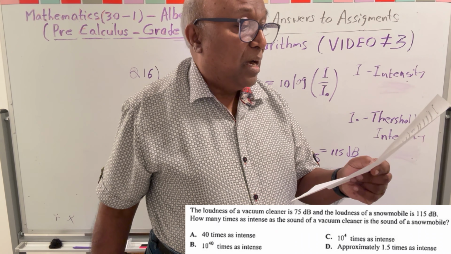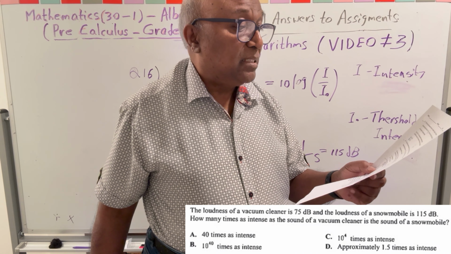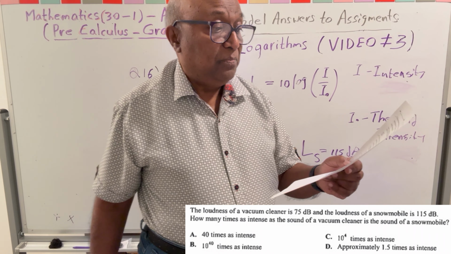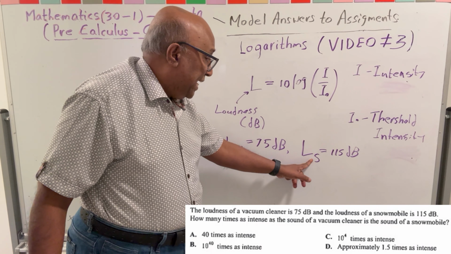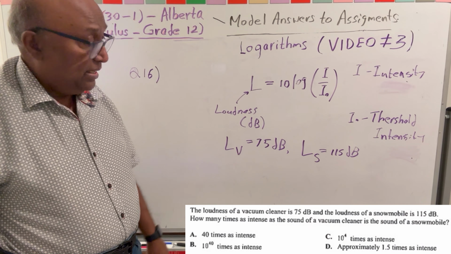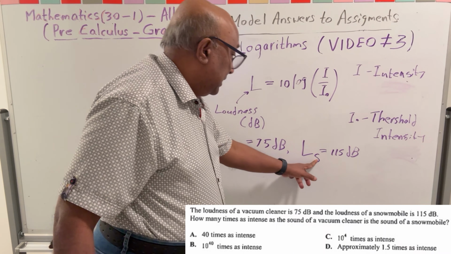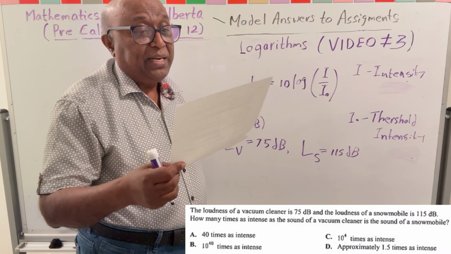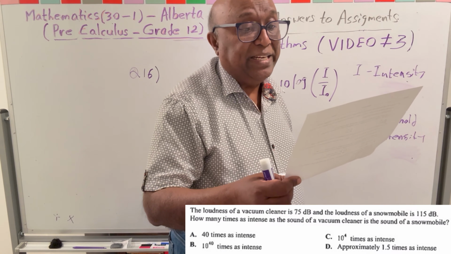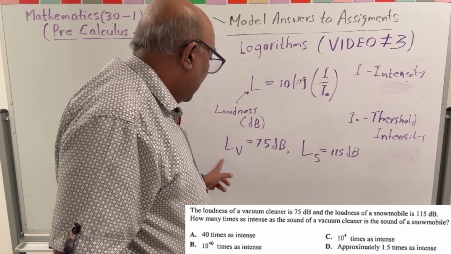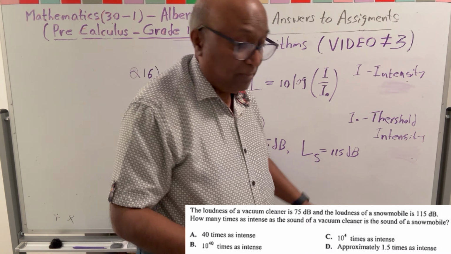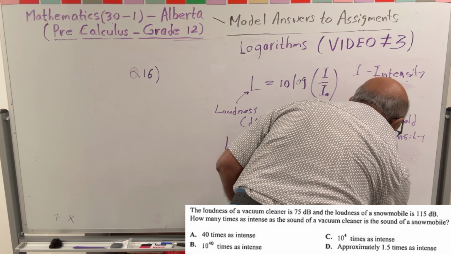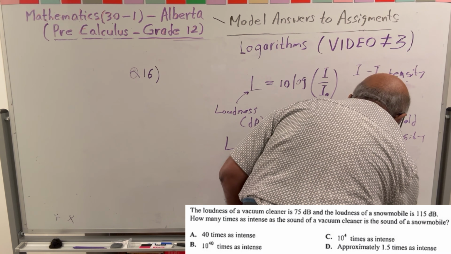The question asks, how many times as intense as the sound of the vacuum cleaner is the sound of the snowmobile? That means we have to find LS in terms of LV. That is the meaning of this. How many times this is equivalent to this? We have to find this factor. Actually, we are looking for the factor LS upon LV.